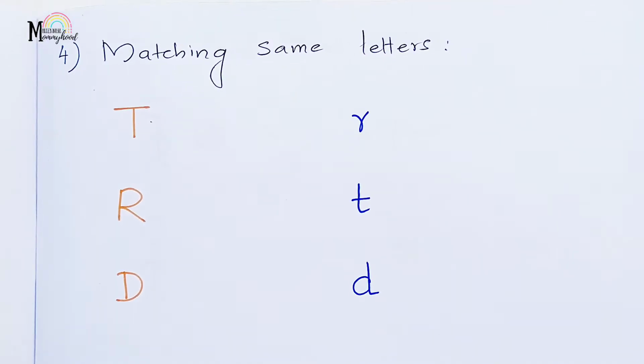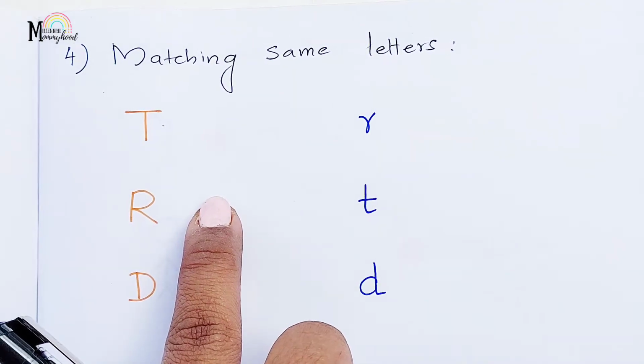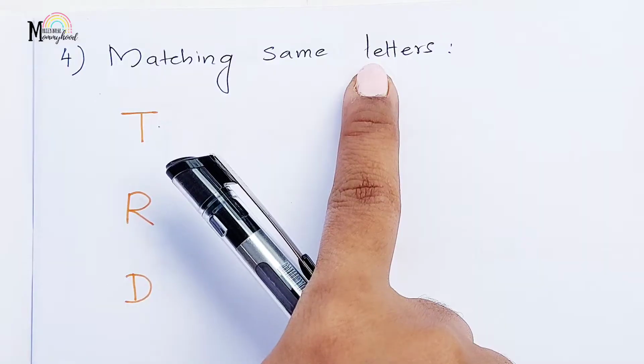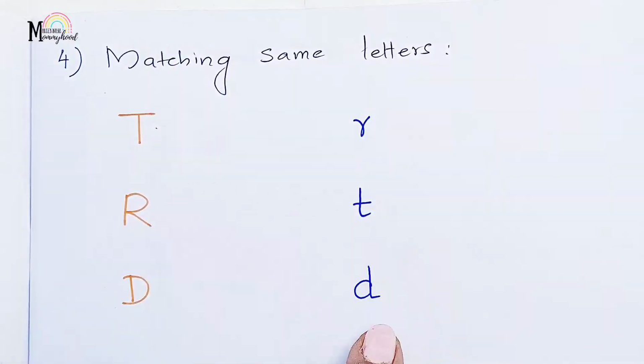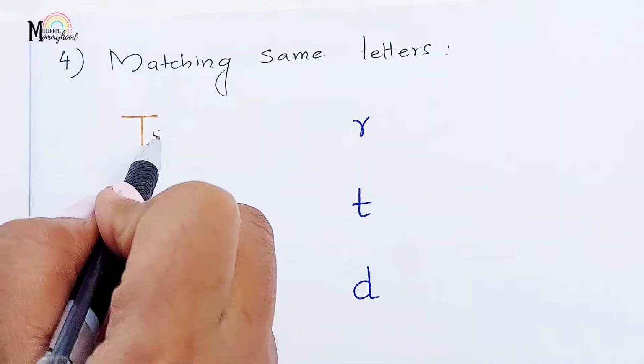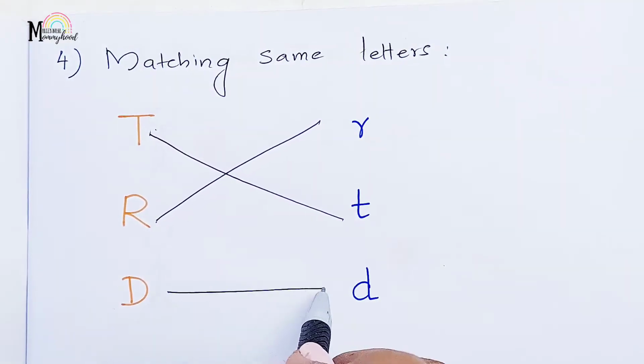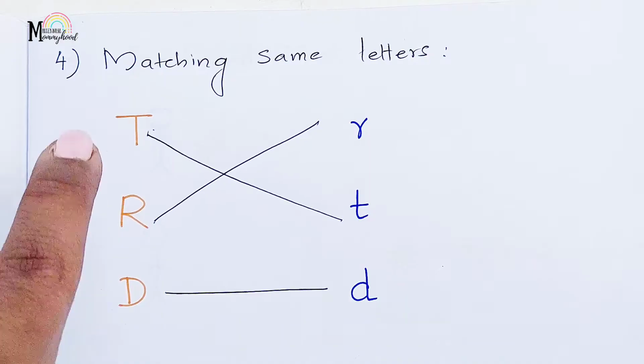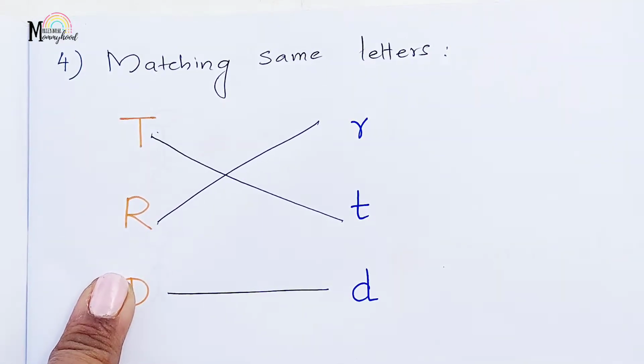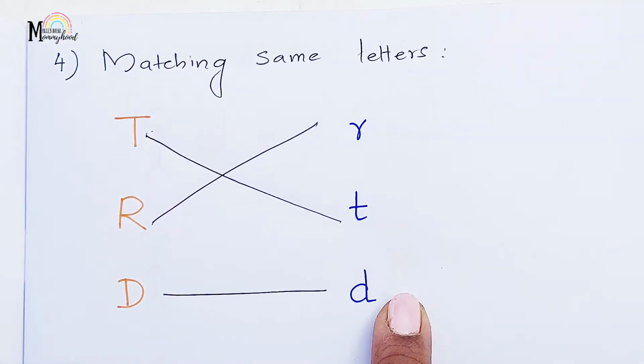Once children are thorough with capital and lower letters, the next is matching same letters, wherein capital and small have to be matched with each other. It is as shown over here. Very simple written worksheets will be given where they have to join the similar letters, the capital and the smaller one.